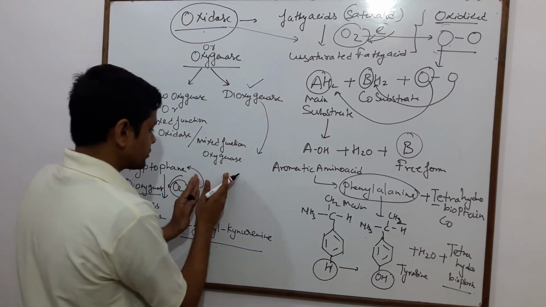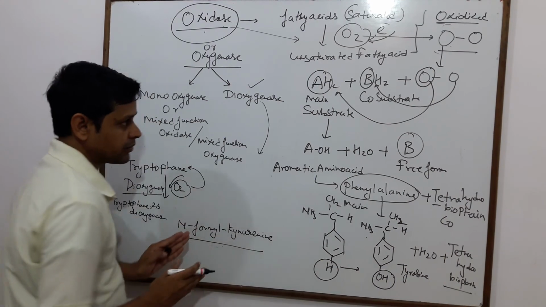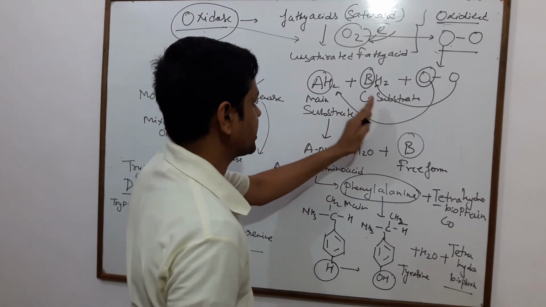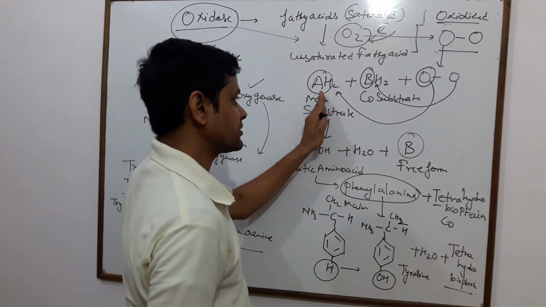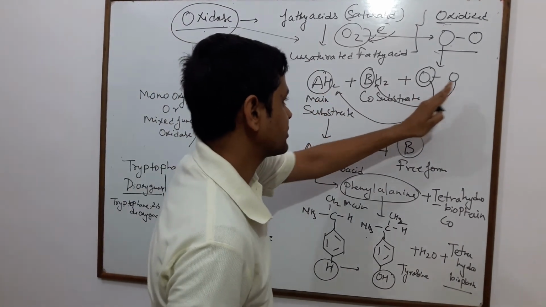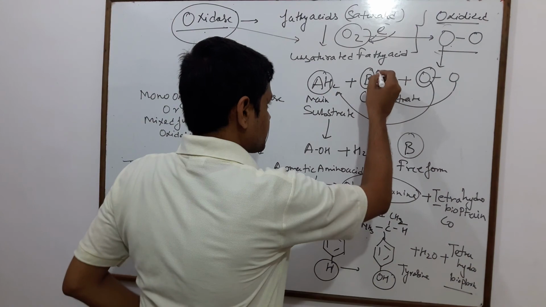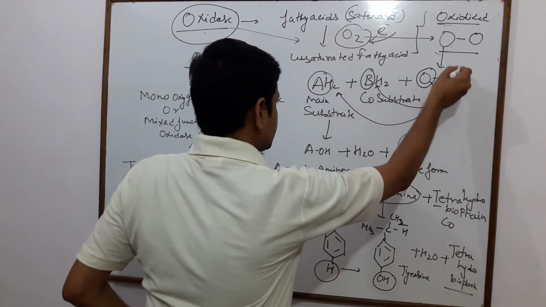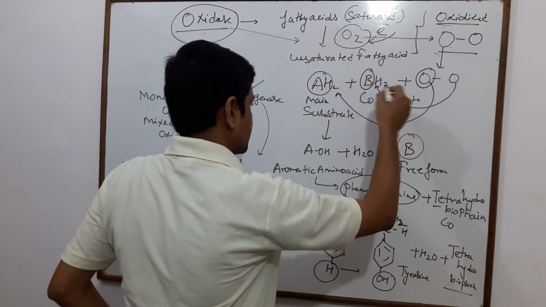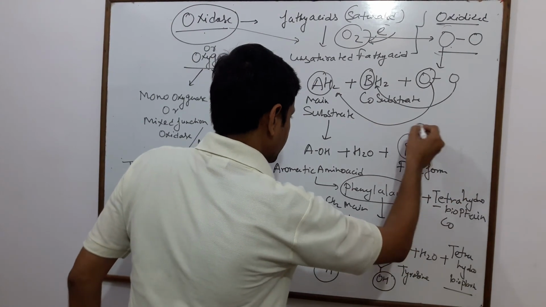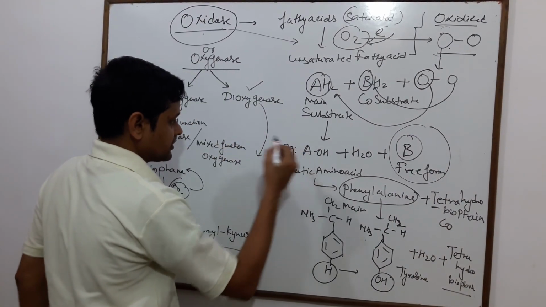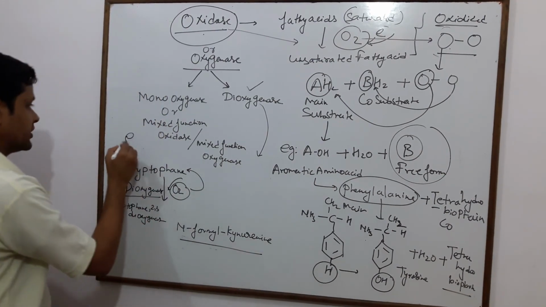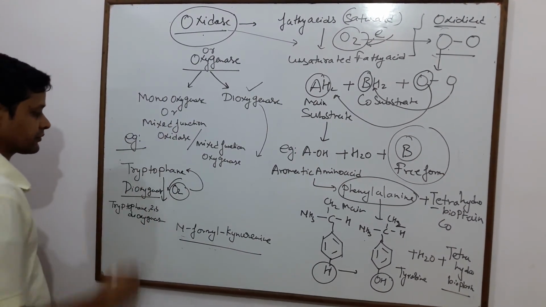So here the basic difference is that both oxygen atoms are contributed to the main substrate in dioxygenase, with no co-substrate, whereas in monooxygenase there is both a co-substrate and a main substrate: one oxygen atom goes to the main substrate and the other goes to H2 to release H2O, and the co-substrate is freed. This is the example of monooxygenase, and this is the example of dioxygenase.